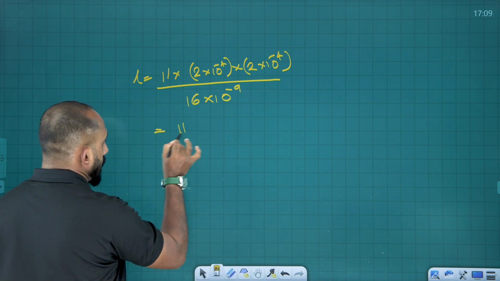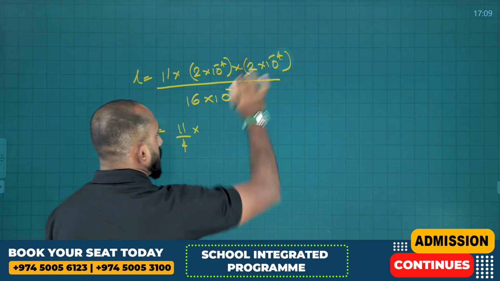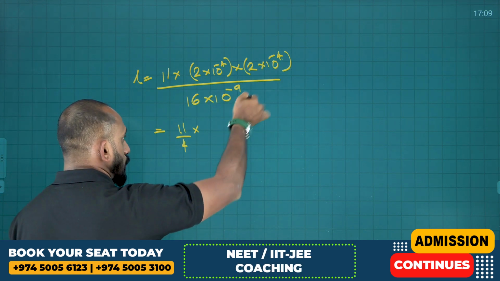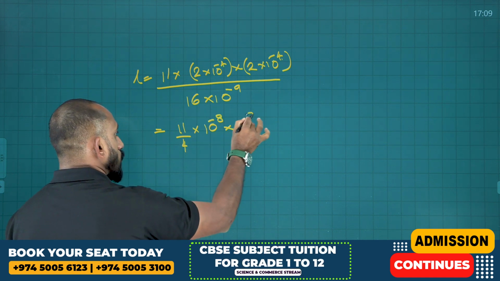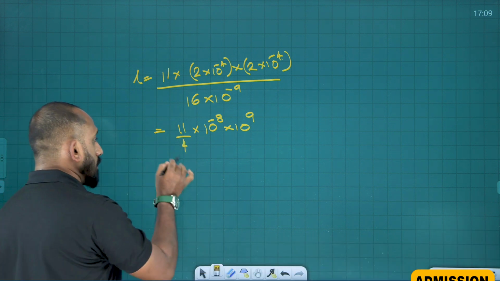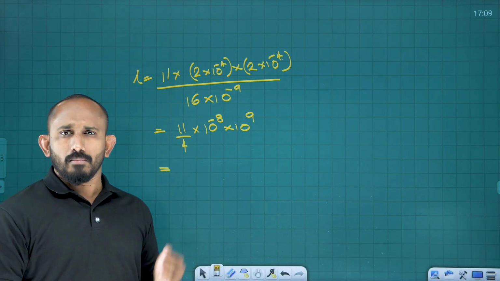So this is 11 by 4 into 10 raised to minus 4, 10 raised to minus 8, then here also 10 raised to minus 9. If you take it in the numerator, it will become 10 raised to minus 8 into 10 power of 9. That is 10 power 1 is there, and 11 by 4 will be equal to how much? Nearly 12 by 4 is 3.